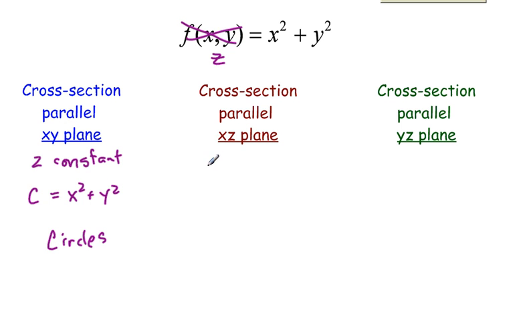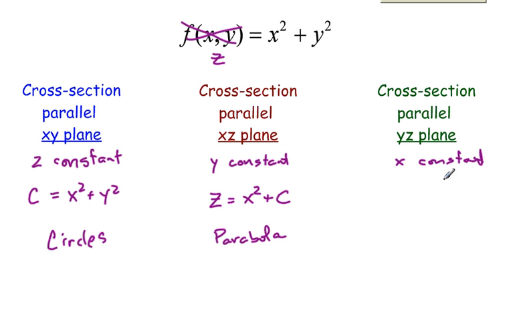Next, we look at the xz plane here. Y is held constant. And so if we hold y constant, our equation now looks like this: z equals x squared plus c. You'll notice that I did not write c squared. If I square a constant, I just get another constant. Now what we should recognize right away is that x is squared and z is not. And this should remind us that, oh, that's clearly a parabola. And then same thing over here. In the yz plane, x is held constant. And so we have z equals c plus y squared, which would also be a parabola.